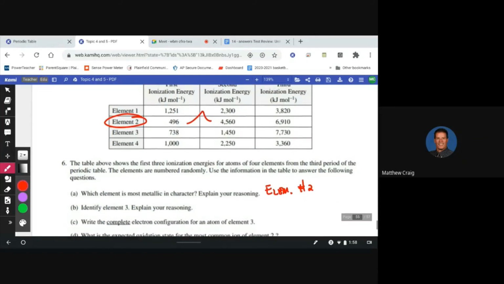All right. B. God, I love this question. This is my favorite question of the whole bunch. Identify element 3. I'm telling you, I love this question. Identify element 3. Nicole, this is on your plate, girl. So we're looking for this. Element 2 has 1 valence electron.